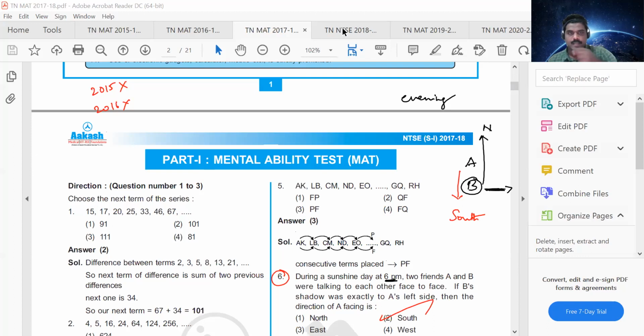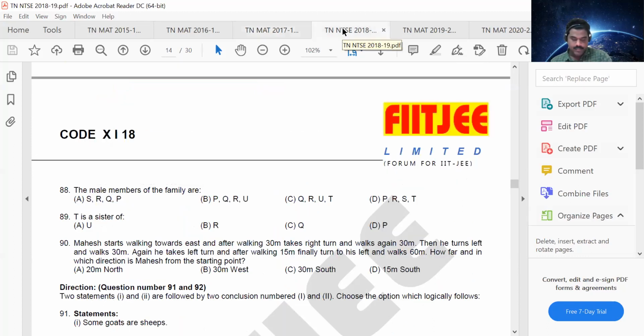Moving to question year 2018. The question is: Mahesh starts walking towards east. After walking 30 meters, he takes a right turn and again walks 30 meters. Then he turns towards his left and again walks 30 meters. He again takes a left turn and walks 15 meters.